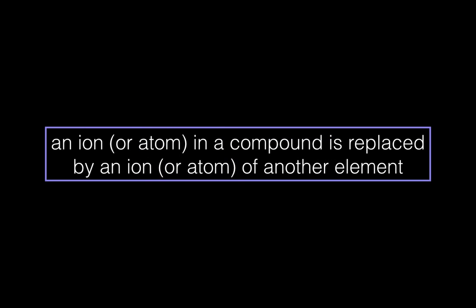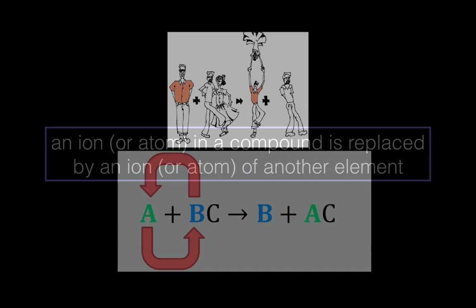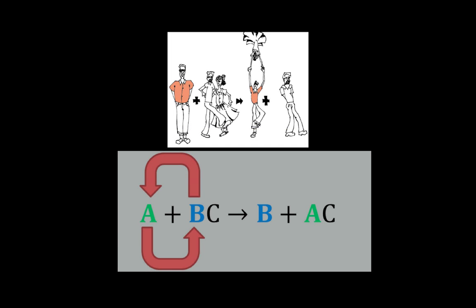So by definition, in a displacement reaction, we are displacing an atom or an ion. An ion or an atom that is in a compound is replaced by an ion or an atom of another element. You are displacing something, or you can even say you're replacing something. You might picture a couple going into a dance, and then one of the couple chooses another dance partner. So that partner has been displaced or replaced by another, or that atom has been replaced by another.